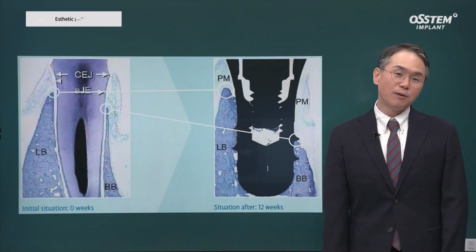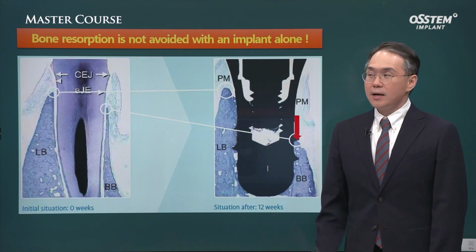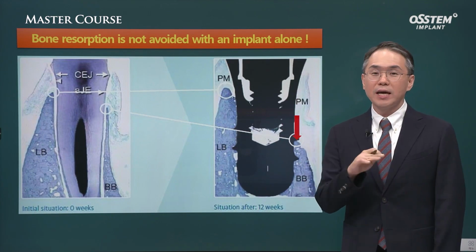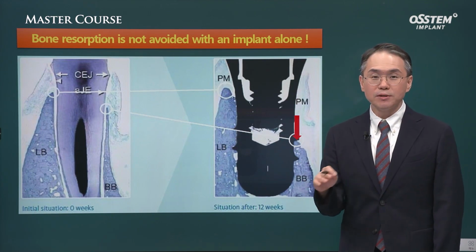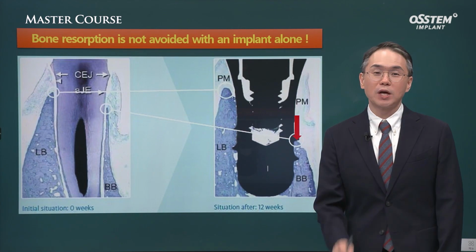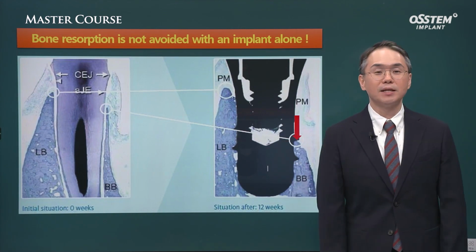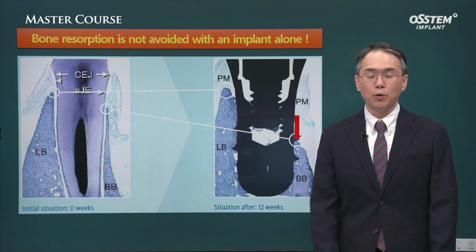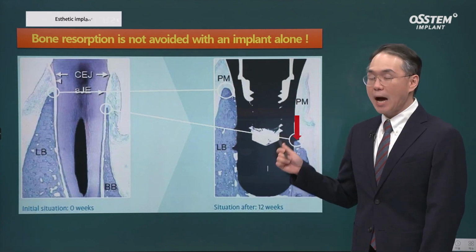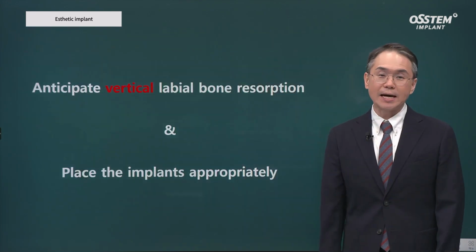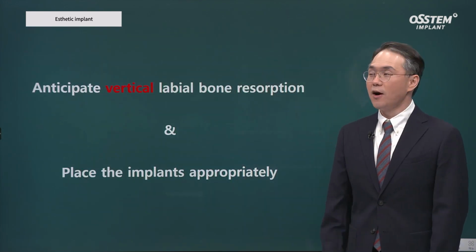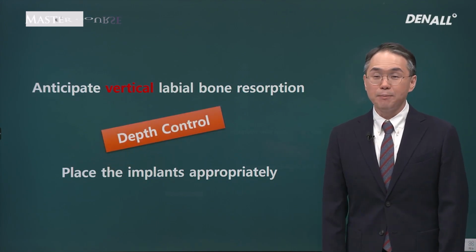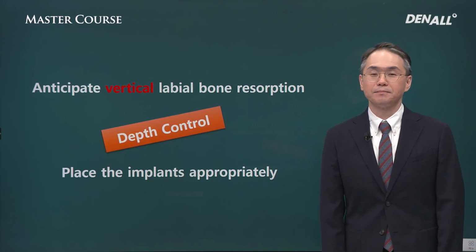Next is vertical position. Due to vertical resorption of the labial plate, when we place an implant, we need to adjust the depth. When we place in a healed site, we need to place 1 mm deep subcrestally, but when placing in an extraction socket, there's no reference point. The lingual bone and buccal bone height will be different. We need to anticipate vertical resorption of labial bone. In the case of upper anterior extraction socket, you need to anticipate the vertical resorption of labial bone and adjust the depth.